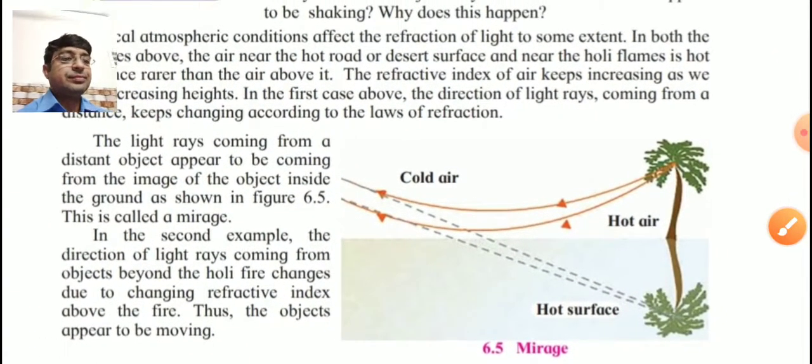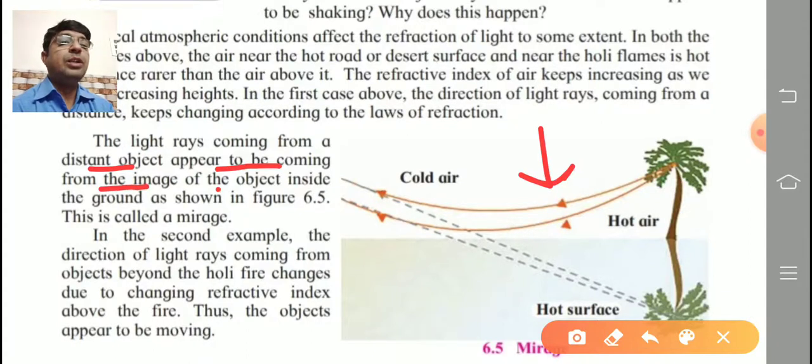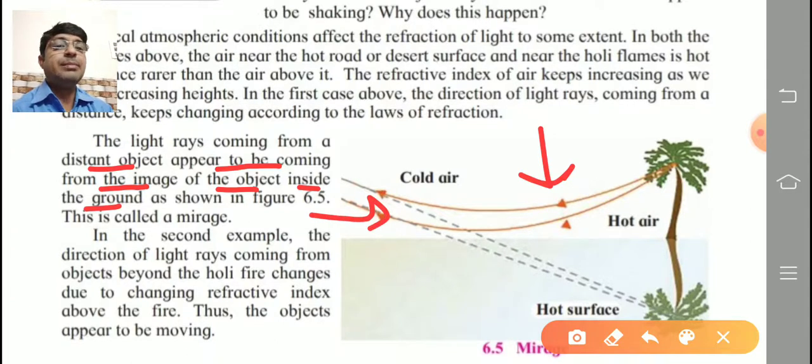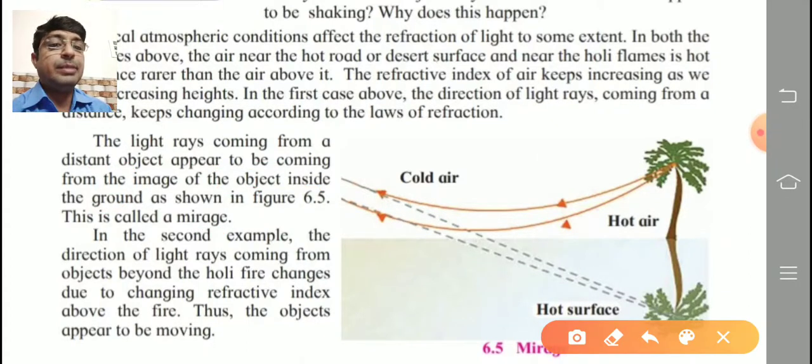Next one, you see in this diagram also, the light rays coming from a distant object, meaning the object is very far from us, appear to be coming from the image of the object inside the ground, as shown in this figure. This is called a mirage. So this is the answer. What is meant by mirage? You define mirage, so you mark this answer.